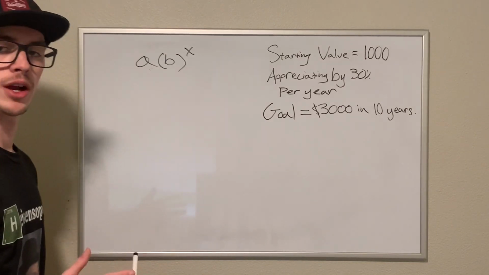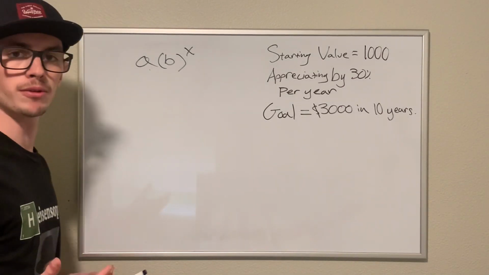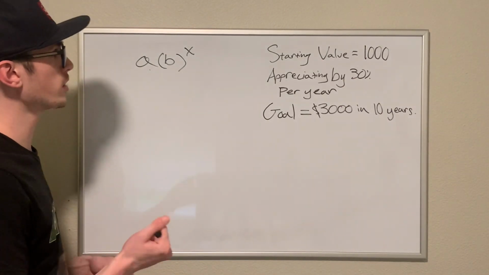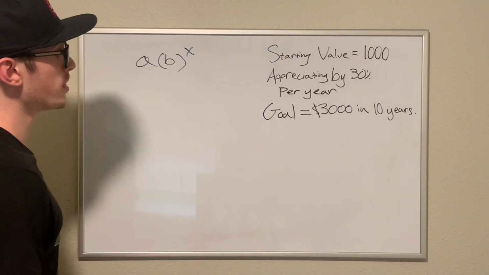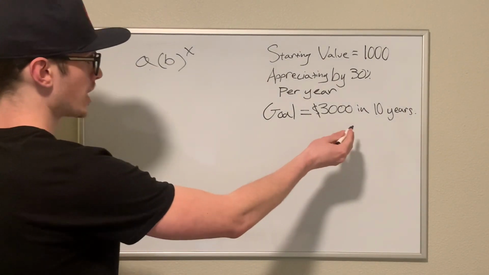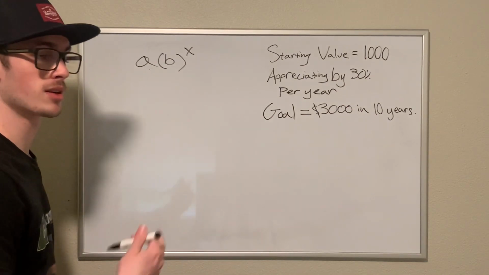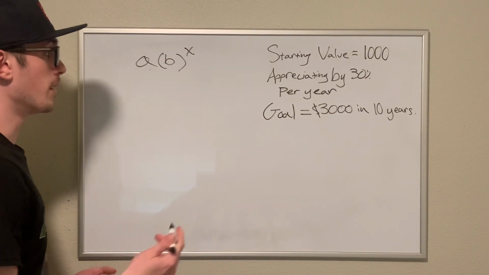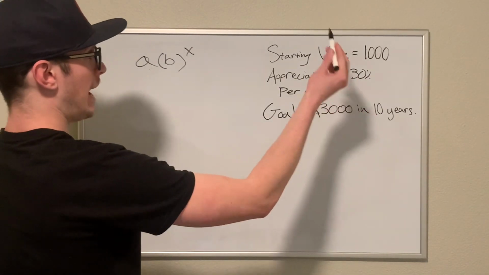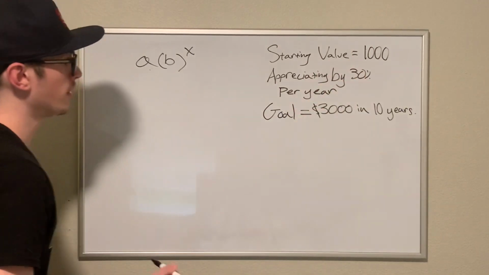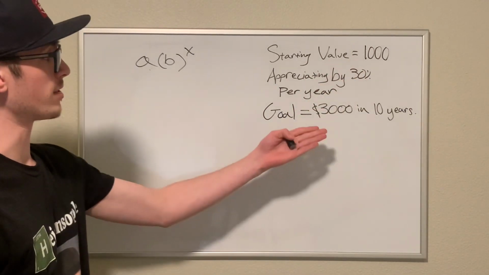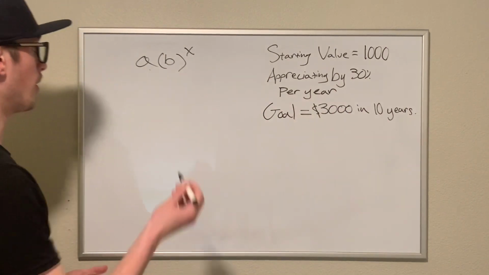All right, let's try and apply this. Let's say I'm saving up for a pet alligator or something cool. So my goal here is to make $3,000 in 10 years just by depositing this in some sort of bank or whatever. And the appreciation rate is 30%. I only have $1,000. So the question is, will I make $3,000 in 10 years? I don't know, let's see.